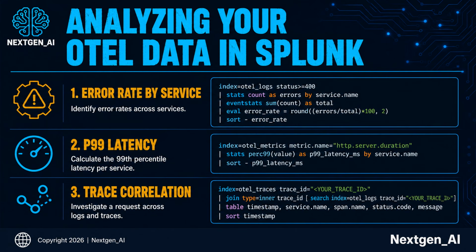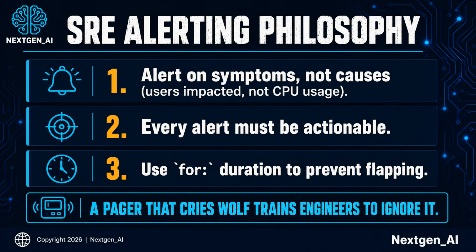This approach is significantly more efficient and accurate than trying to count absolute errors, as it accounts for natural fluctuations in overall traffic volume. A critical aspect of monitoring as code is enforcing standardized alert metadata. When an alert fires at 3 a.m., the responding SRE needs immediate, actionable context. If the alert just says, "High CPU," it is useless.